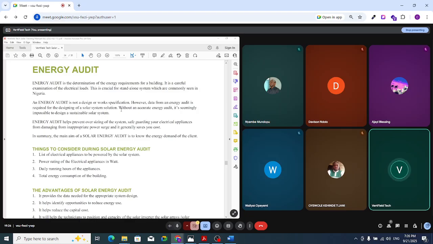Now listen to the other part of it. It says that without an accurate energy audit, it's simply impossible to design a sustainable solar system. That is what I have been trying to tell you. Without properly designing your solar system, you cannot say that you have done a solar system setup. You can't. It is not possible.